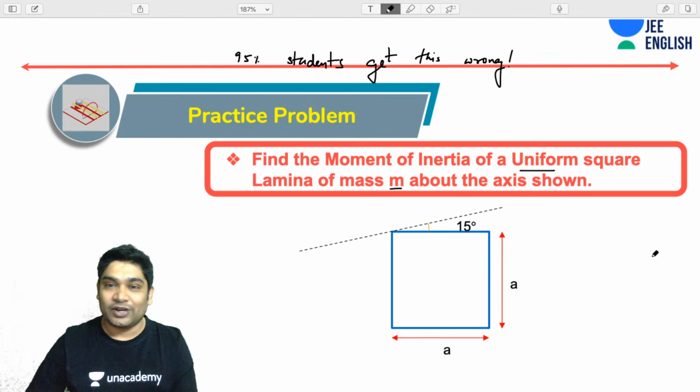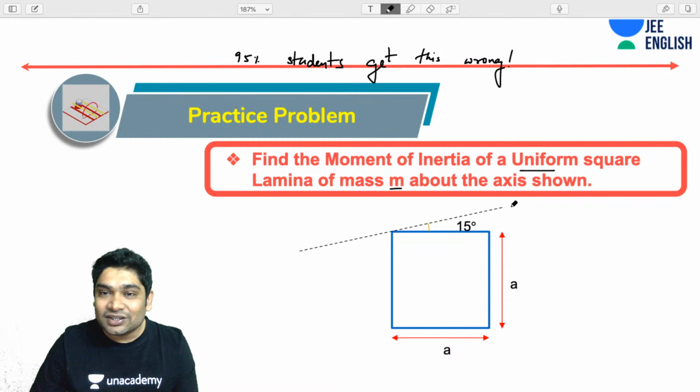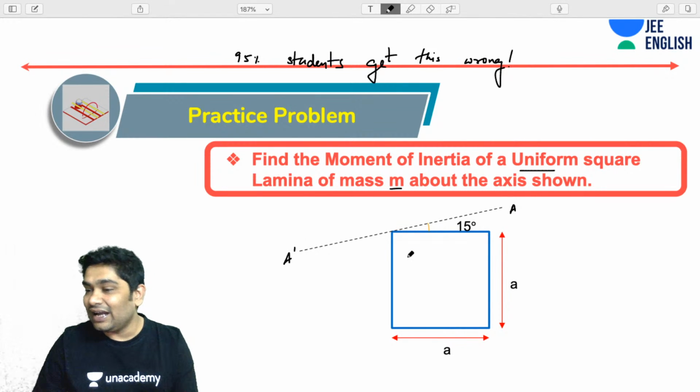So this is the axis of rotation. You want to rotate this square plate about this axis. Let's call that axis AA dash. So you have to find the IAA dash.